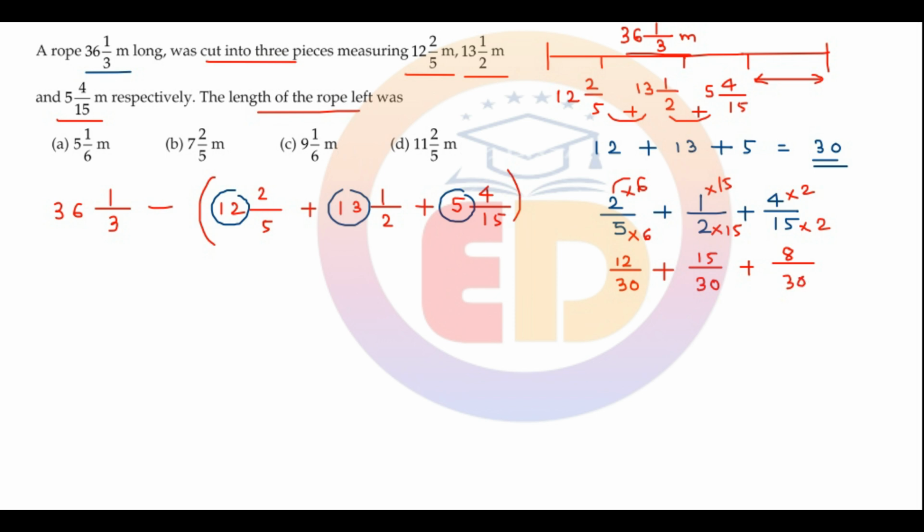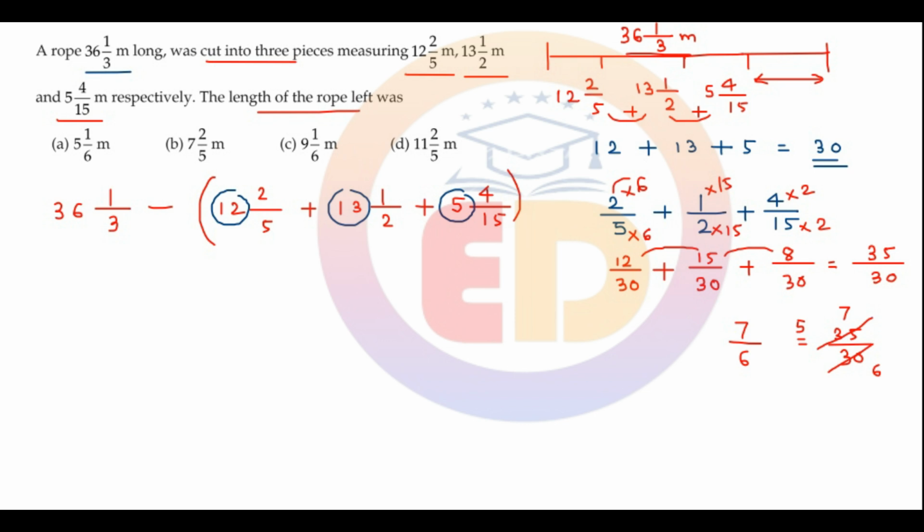Now all the denominators are 30. So the denominator of the answer will be 30, and add the numerators, which is 12 plus 15, 27. 27 plus 8 is 35 upon 30. Now friends, remember that 35 and 30 both come in the table of 5. So let us simplify them by 5. 5 sevens are 35 and 5 sixes are 30. So our final answer is 7 upon 6 after adding the fractions.